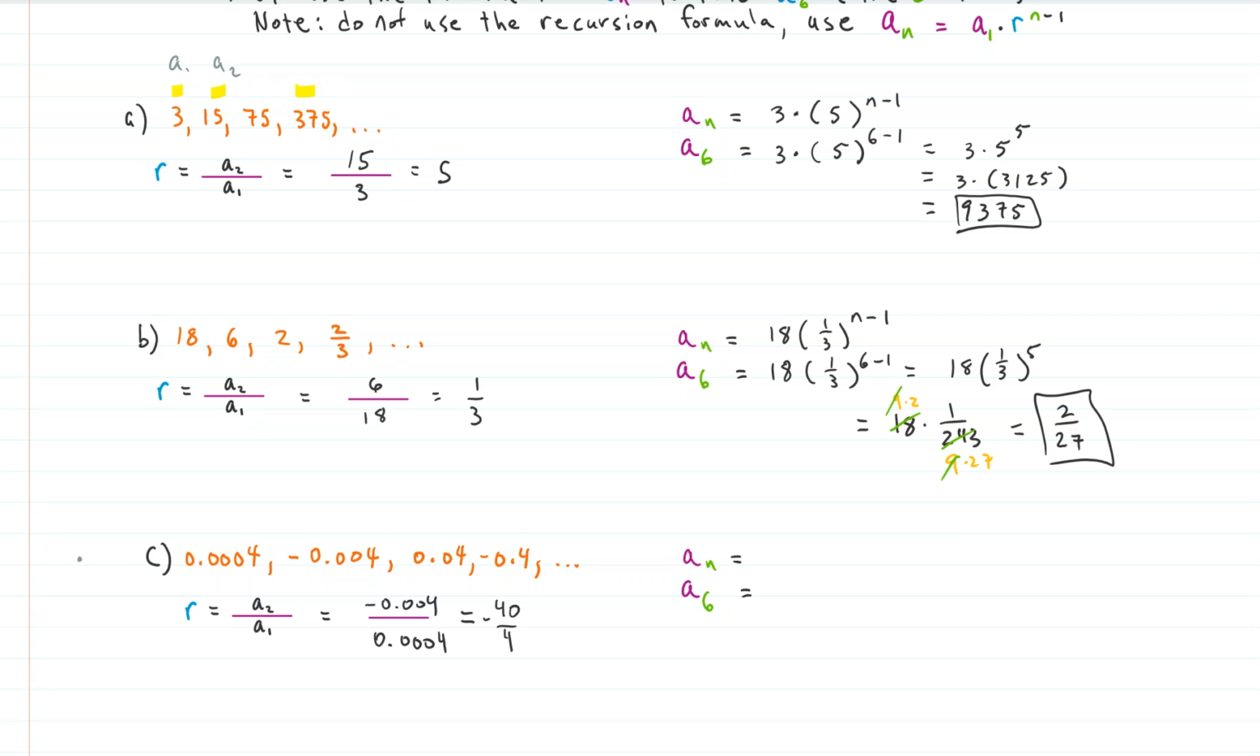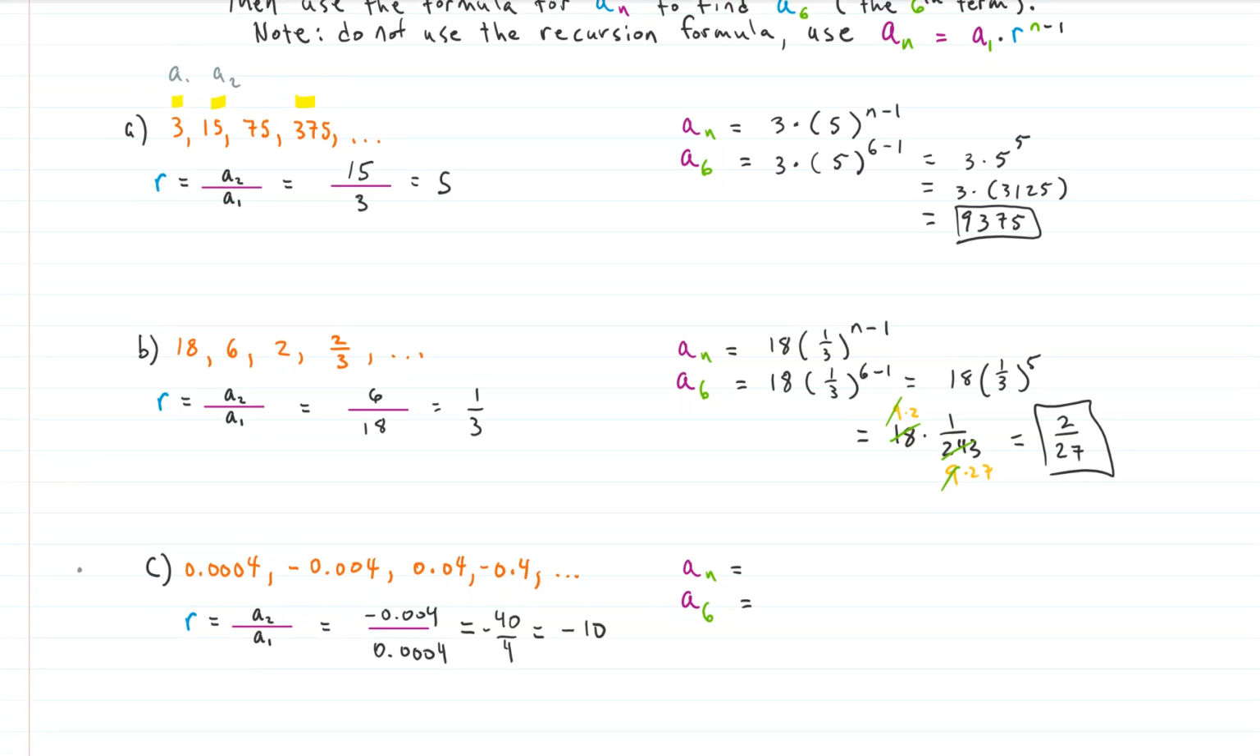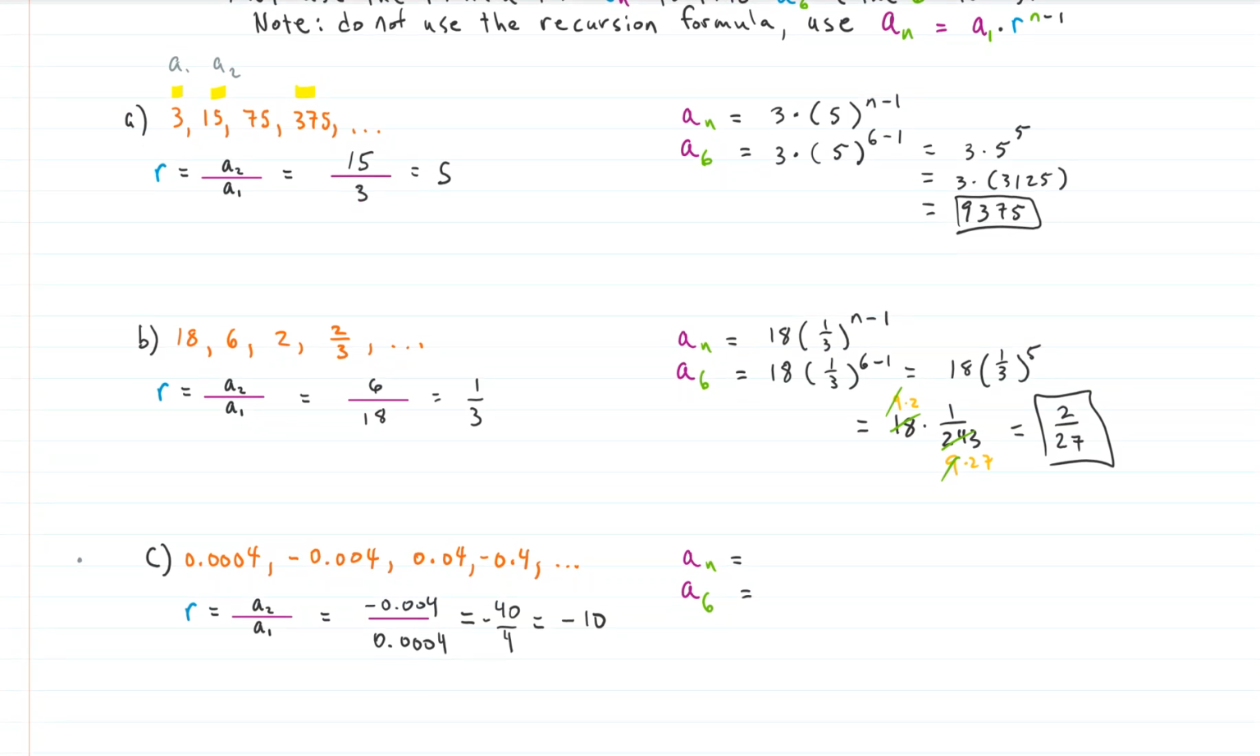I mean, we could have just plugged that into our calculator, but it's kind of cool to do it by hand and see how things work. So this is much more apparent. Negative 10. So negative 10 is our common ratio. So now we can find our general term here. We have our first value, 0.0004 multiplied by the common ratio, negative 10, raised to the n minus 1. Now we can use this and find the sixth term of this geometric sequence.